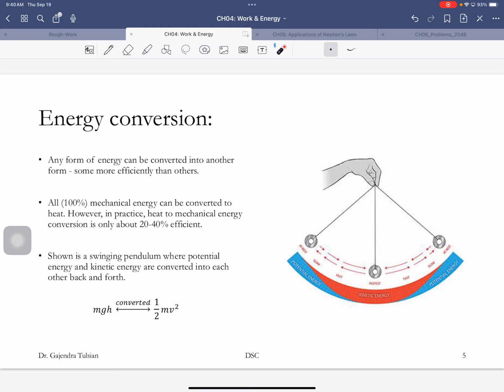All right, some are more efficient than others. So what does that mean? Okay, so for instance, when you're driving your car, you're going at 70 miles an hour, you hit the brakes, your car stopped. What happened to all of the mechanical energy? All of it got converted to heat.